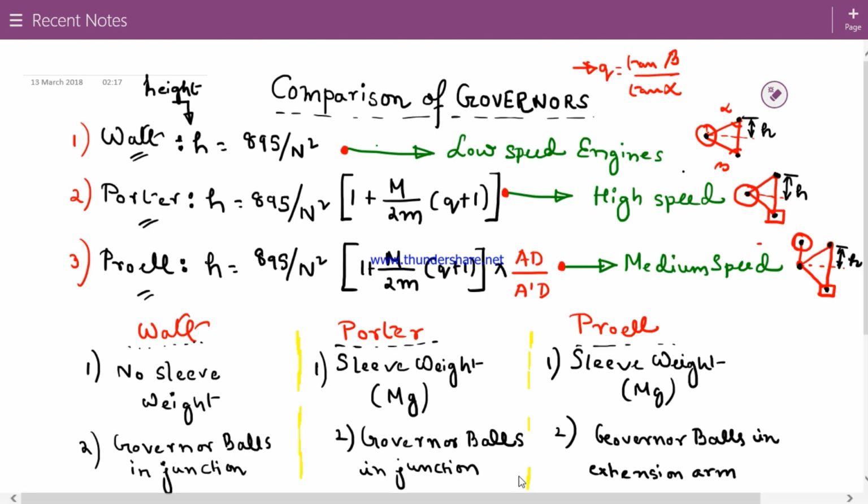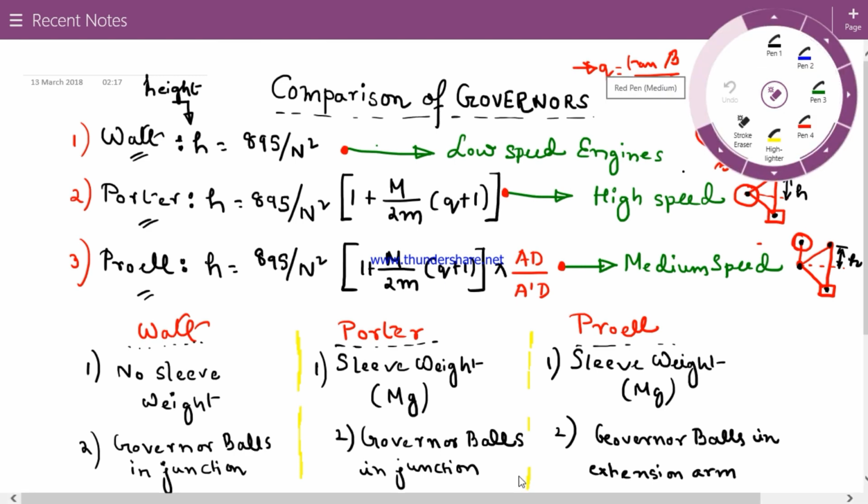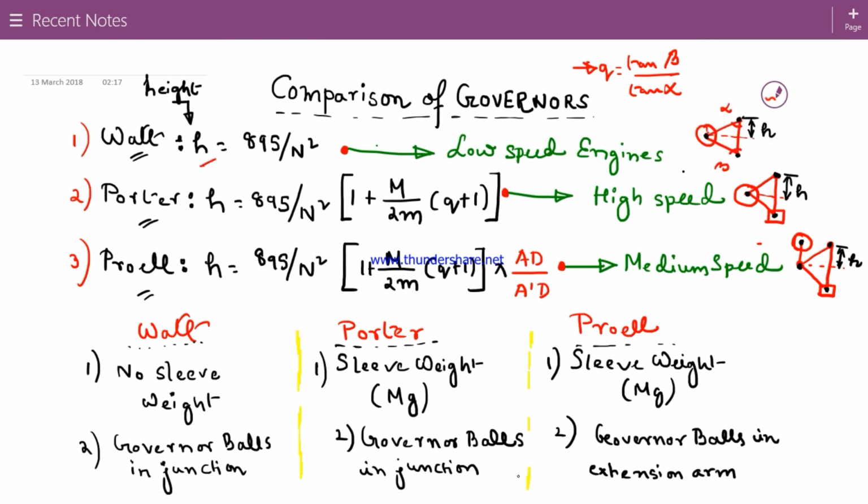As you can see, we have derived the formulae of the first one, the Watt governor, then the Porter governor height, and the Proell governor height. There are just certain things changing in each formula. In the first case, h is equal to 895 by n squared, then h is equal to 895 by n squared times (1 plus M by 2m), where capital M is the mass of the sleeve, small m is the mass of the fly balls or governor balls, and q is the ratio, as we know, q equal to tan beta by tan alpha.